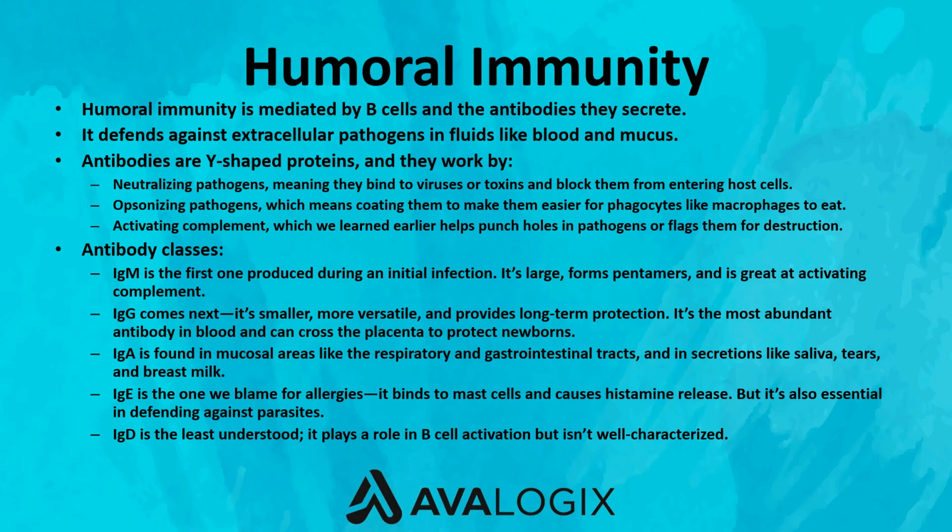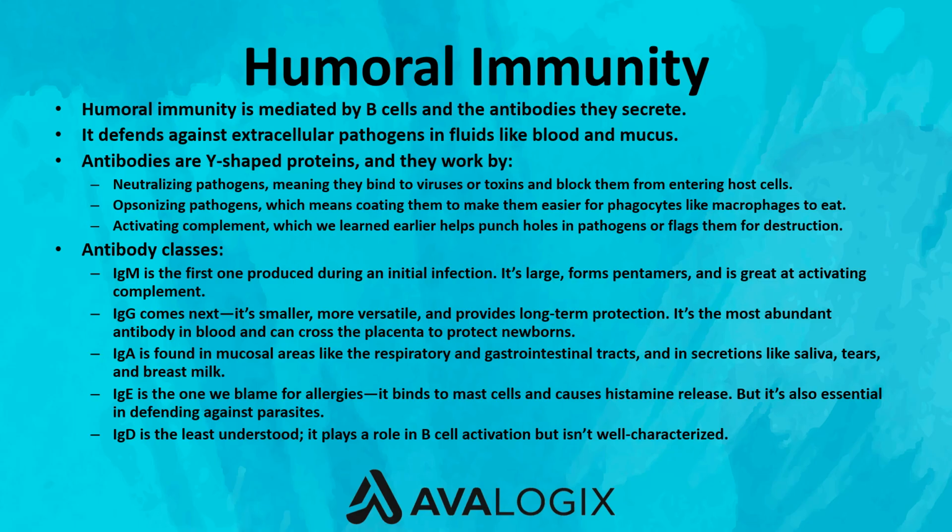The B cell undergoes clonal expansion. It multiplies, creating a whole army of identical B cells. Most of these turn into plasma cells, which are essentially antibody factories. These cells pump out thousands of antibodies per second, all designed to bind that specific antigen.